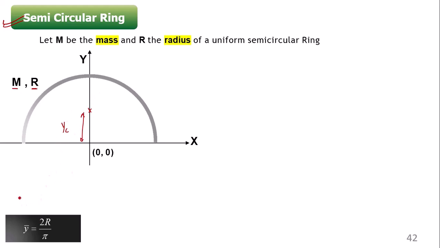So how to take the element for this situation? Here I take an element by moving an angle theta in this direction. Now I take another d theta element this way. So this becomes our element. Okay, so this is the element.